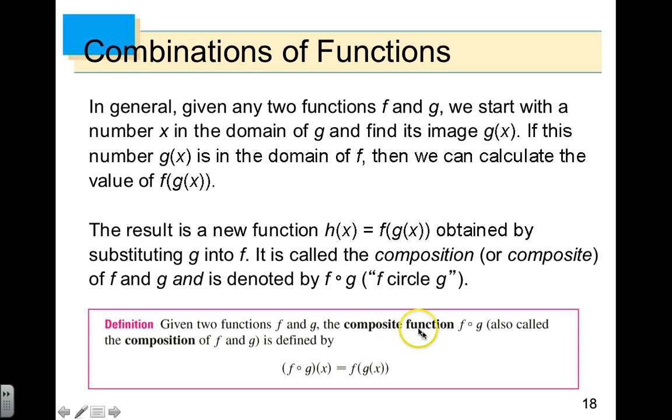The reason we have the circle is that if we're composing multiple functions together, this will eliminate the necessity for multiple parentheses. So given two functions f and g, the composite function f circle g, also called the composition of f and g, is defined by f circle g of x is equal to f of g of x. Now the order matters, so whatever is on the right is going to go inside the function. The order stays the same. So f circle g of x is f of g of x. If it was g circle f of x, it would be g of f of x.